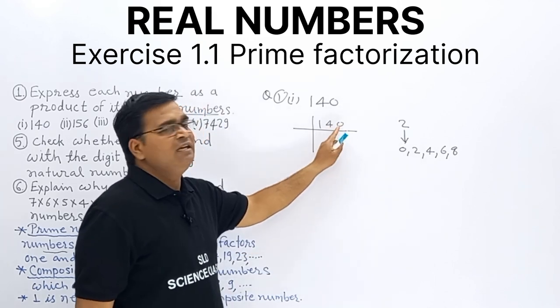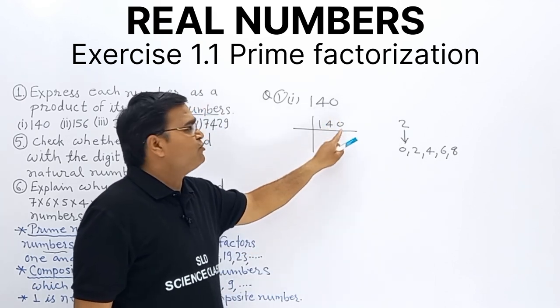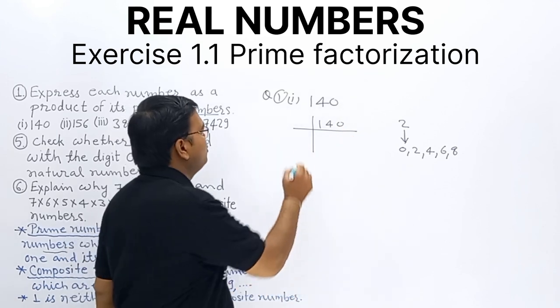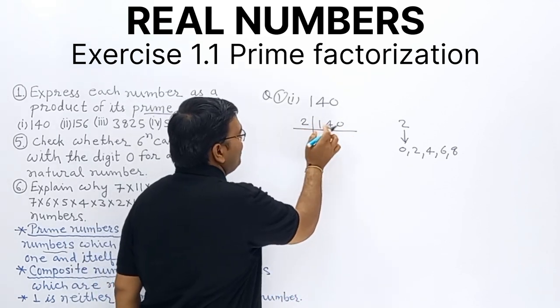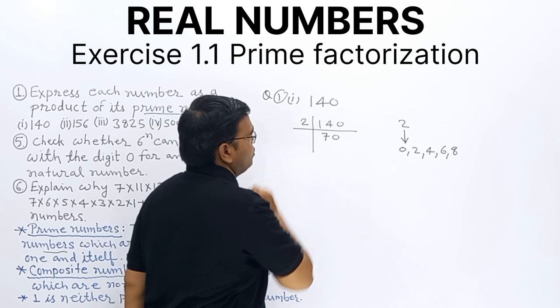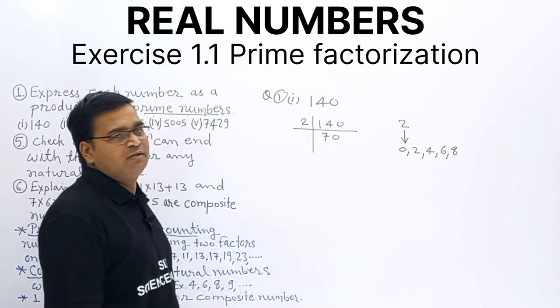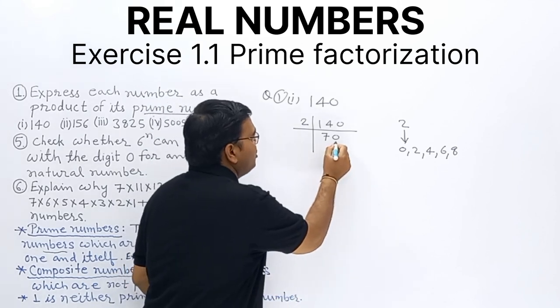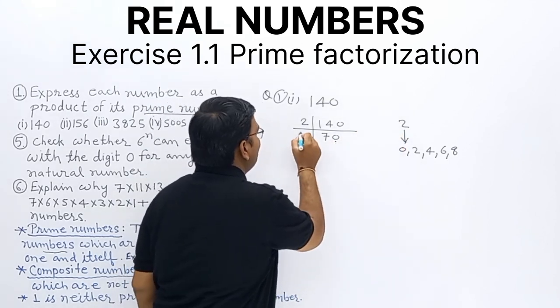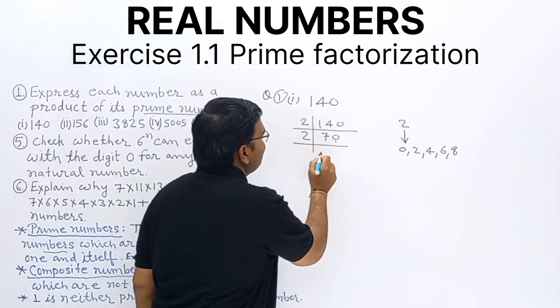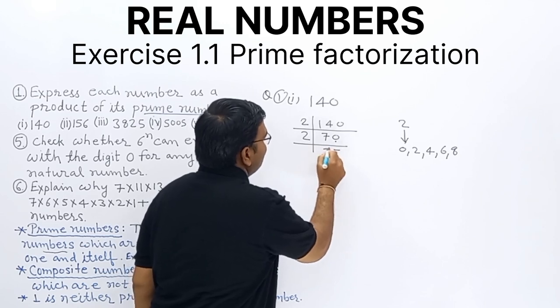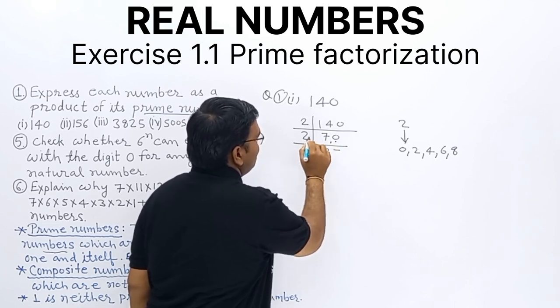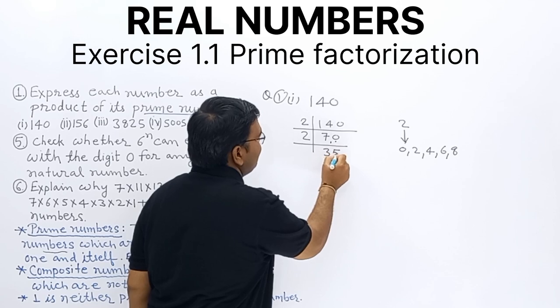Now 140, this number has unit place 0, so we can divide by 2. I am using 2 there. How many times is it going? 70. Now 70, again 70 has unit place 0, so we can divide by 2. Now dividing this one, how many times is it going? 3 times, 1 is remaining. 5 2 ja 10, 35.